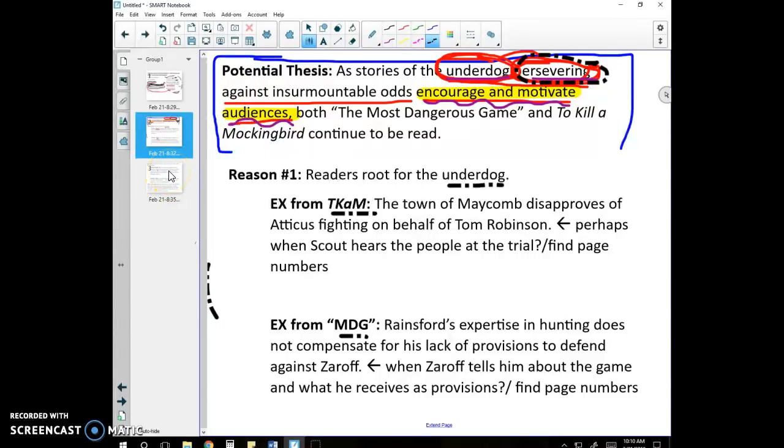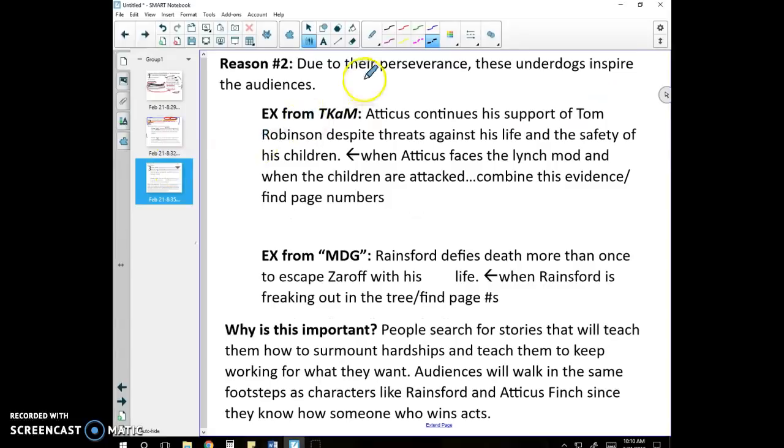So I don't just say, oh, they also persevere. I point out that these underdogs persevere, but again, I bring up this inspiration. So they are underdogs, yet they persevere, which causes the audience to be inspired. I can't just say they persevere, because then all of a sudden it's like, so what? Who cares?